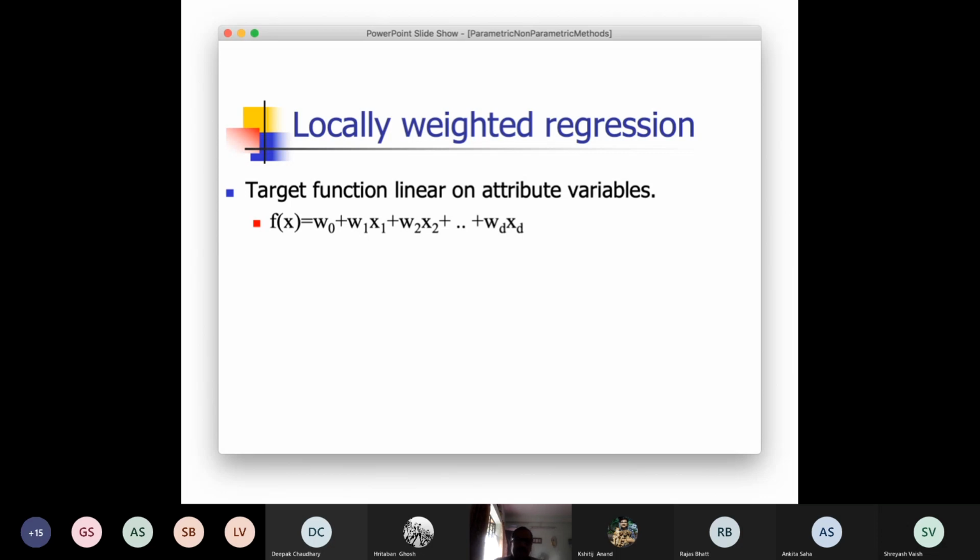Anyway, if this is the functional form, what is your problem of regression? Can anyone tell me how we can define the regression problem with this functional form?